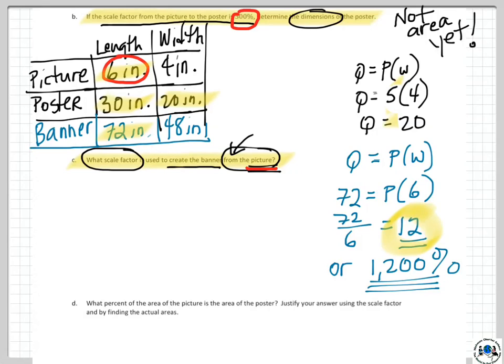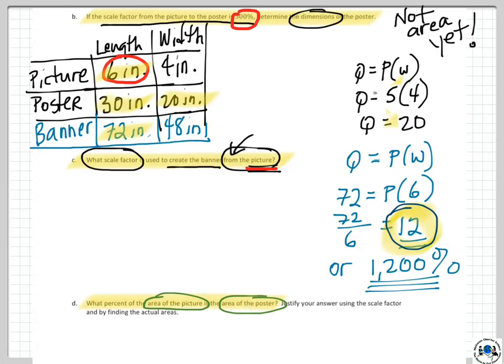Please don't think it's 12%. That's easy to fall into, because this first number we get here, whenever it is a whole number, is on the left side of that decimal point. So we are looking at more than 100%, or in this case, over 1,000%. So that banner was a 1,200% scale factor from the picture to the banner. As you can imagine, that's quite a difference.